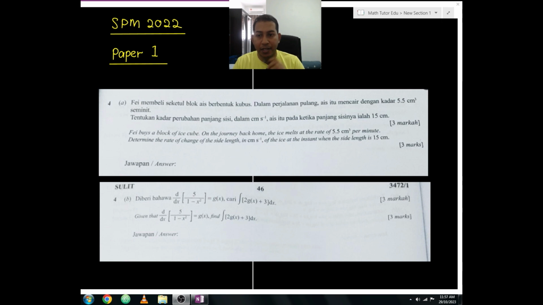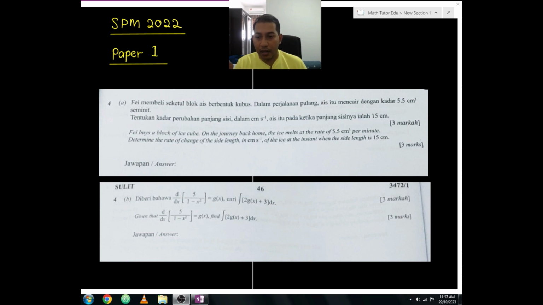Okay, let me read the question now. Faye buys a block of ice cube. On the journey back home, the ice melts at the rate of 5.5 centimeter cube per minute. Determine the rate of change of the side length in centimeter per second of the ice at the instant when the side length is 15 centimeter. So this is the question part A, which consists of the differentiation concept.